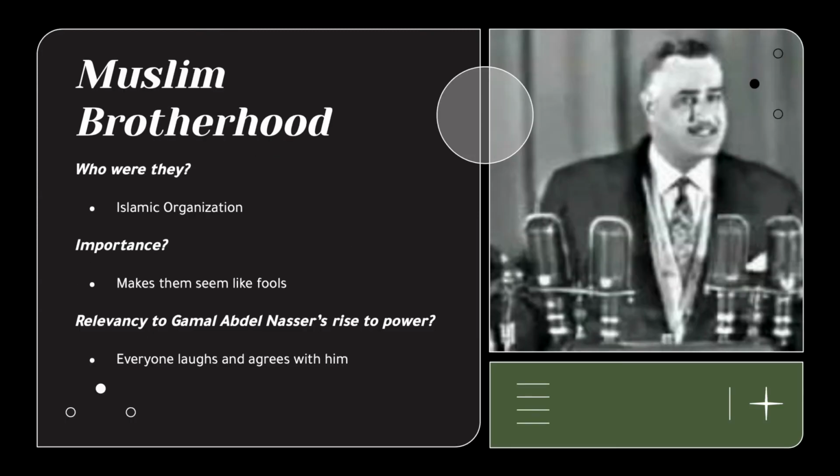So what is the Muslim Brotherhood exactly? Well, the Muslim Brotherhood is an Islamic organization. The purpose of this speech was to point out the flaws of the head of the Muslim Brotherhood. In the end, the crowd agrees with him, and they all laugh.